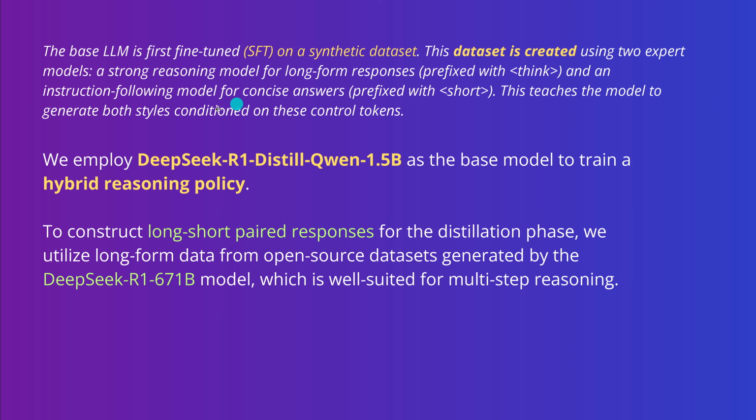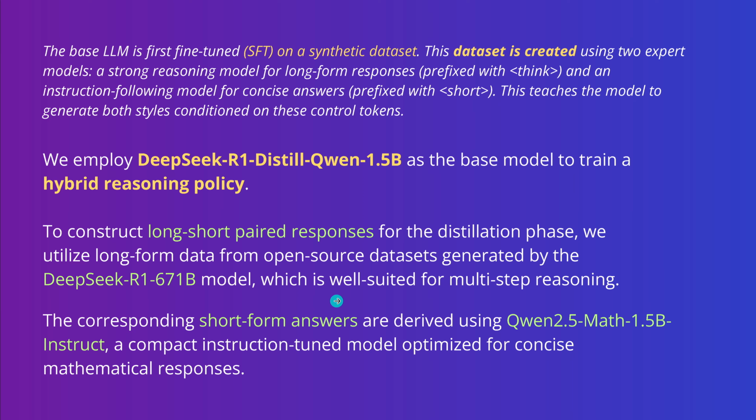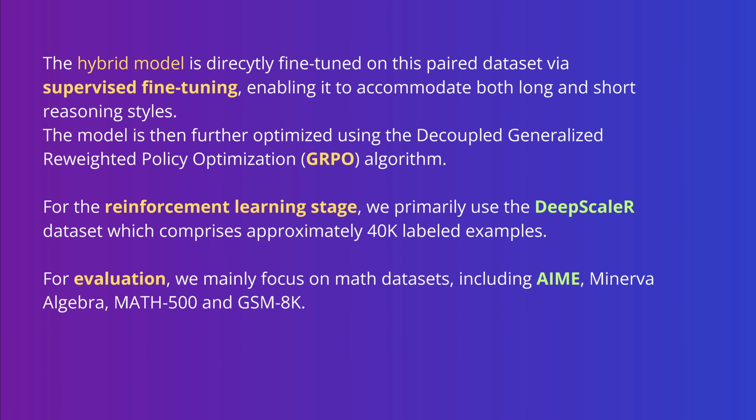So first point, okay. Second point, we need the short one. And they say corresponding short form answers are derived using a Qwen 2.5 Math 1.5B instruct, an instruction tuned model optimized for concise mathematical responses. So we have all 3 LLMs perfectly attuned to their function in this concert. And then they say, let's start. So for the hybrid model, we have now the supervised fine-tuning, enabling it to accommodate both long and short-term reasoning scales. And we have the decoupled GRPO. Then the reinforcement learning, beautiful.